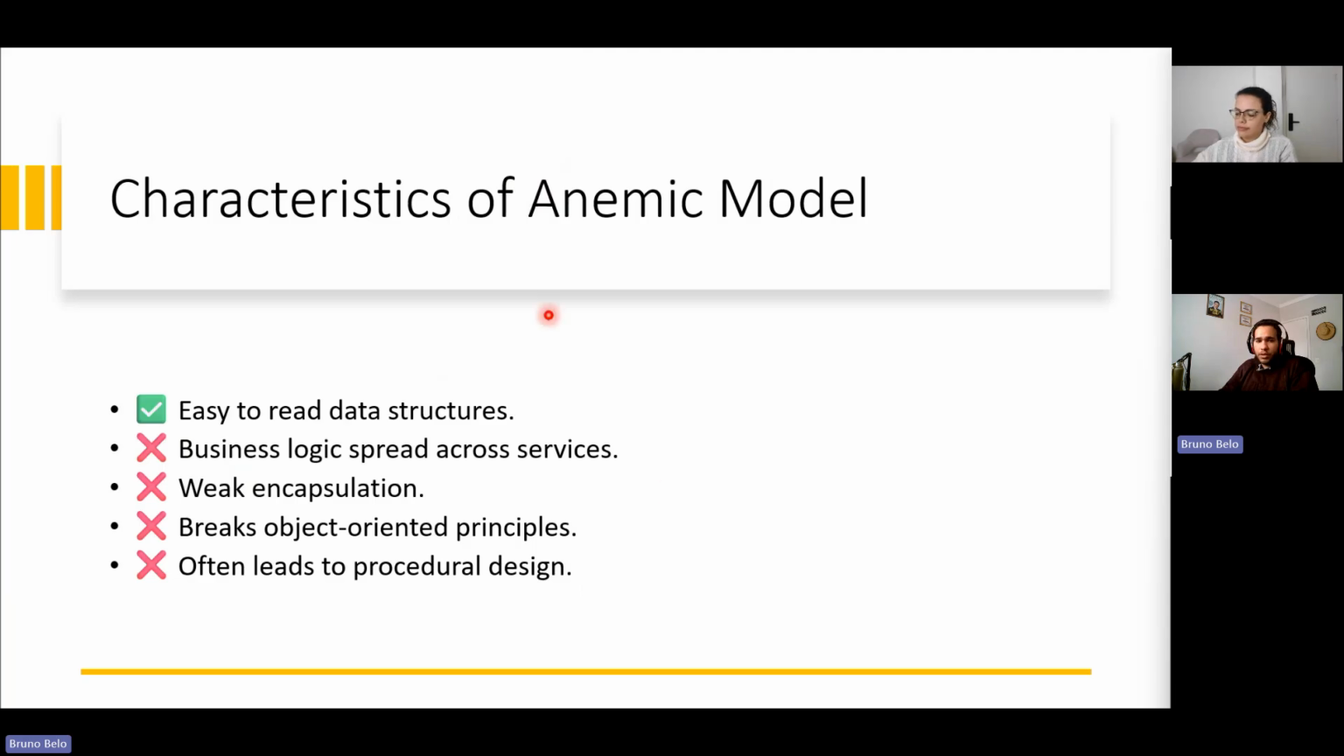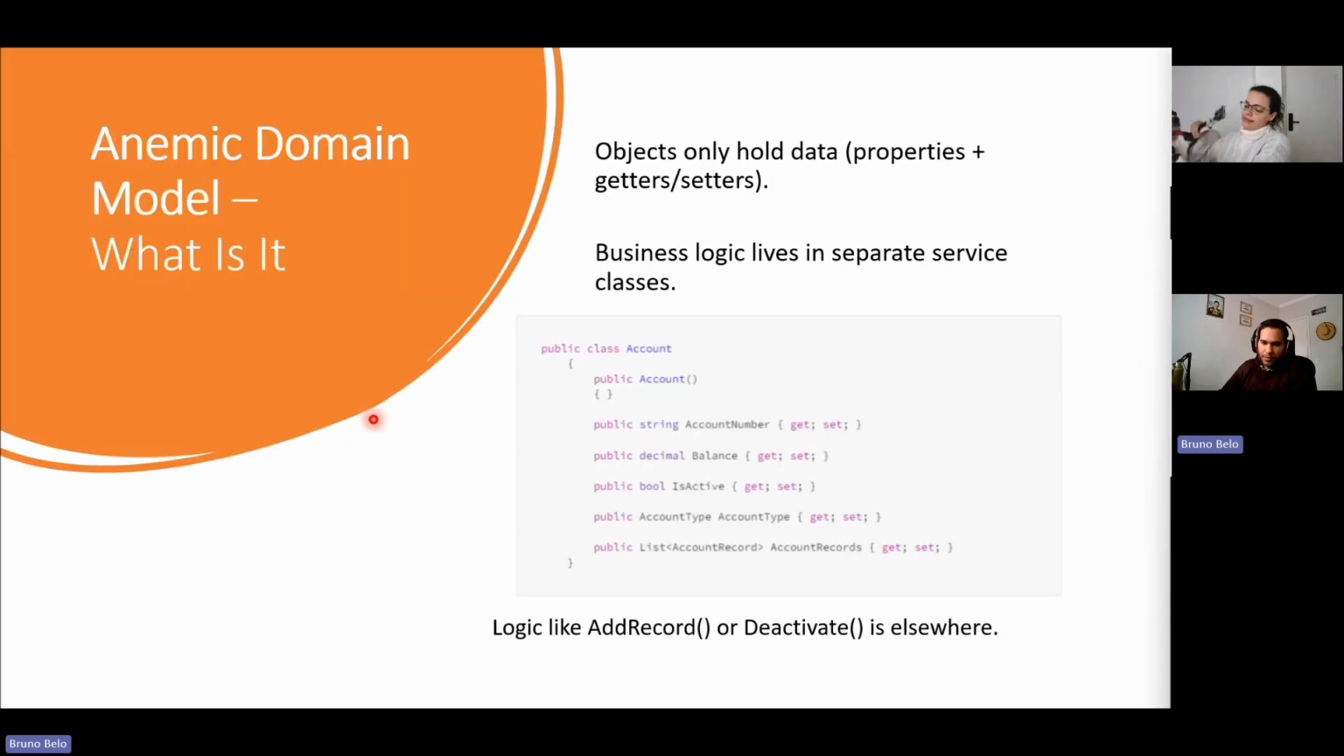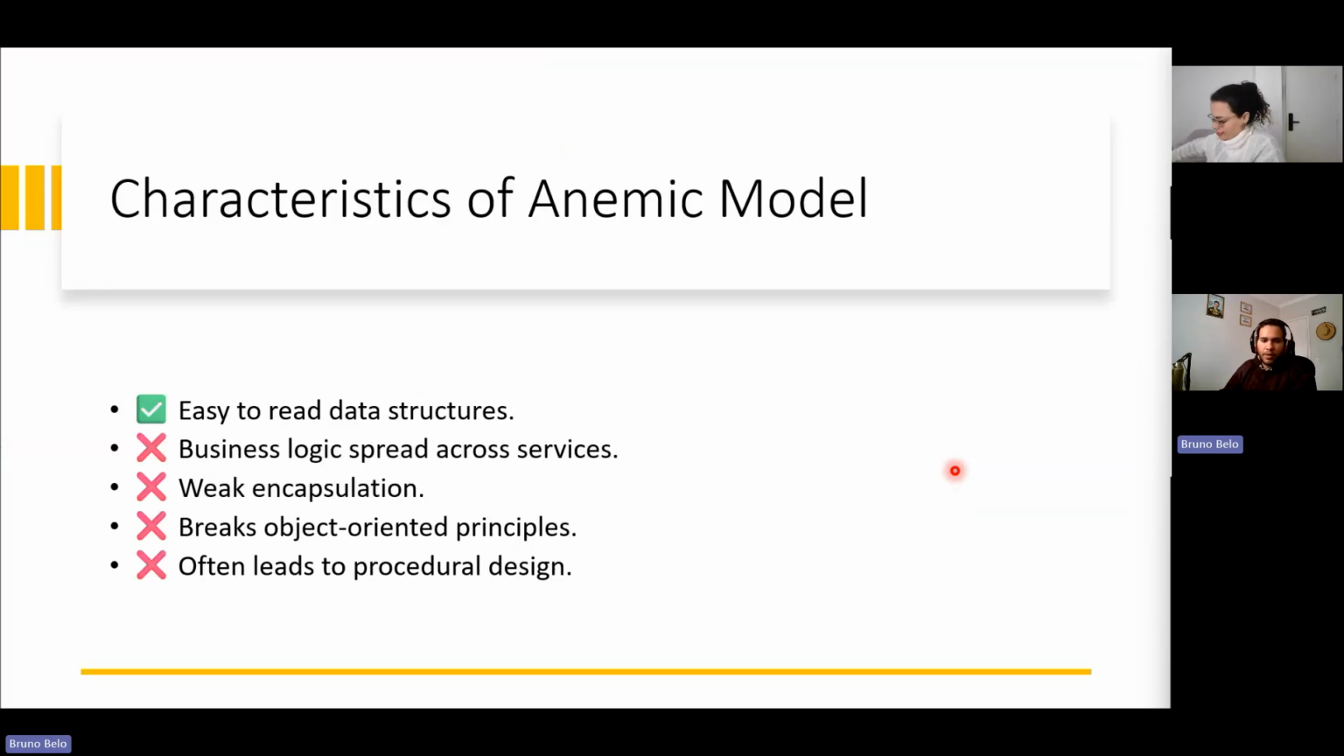So the main characteristic of this anemic domain model. One good thing is that it's easy to read because it's pretty simple. I have just a bag of properties. I just keep putting values on it, right? So it's very easy to read.